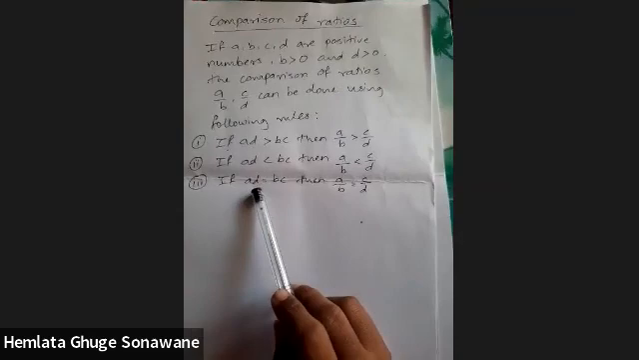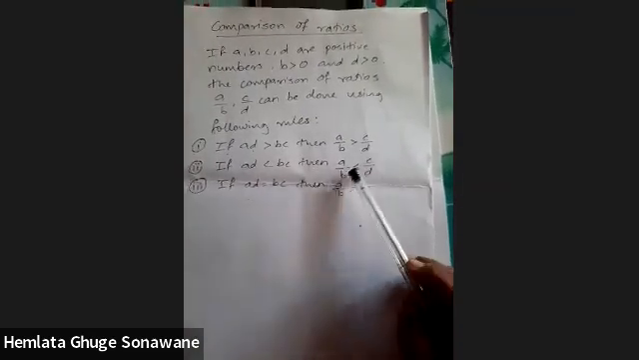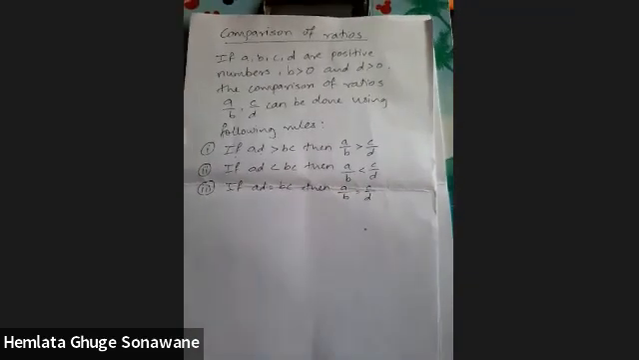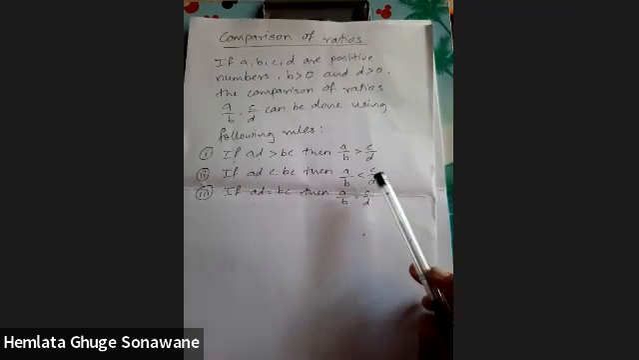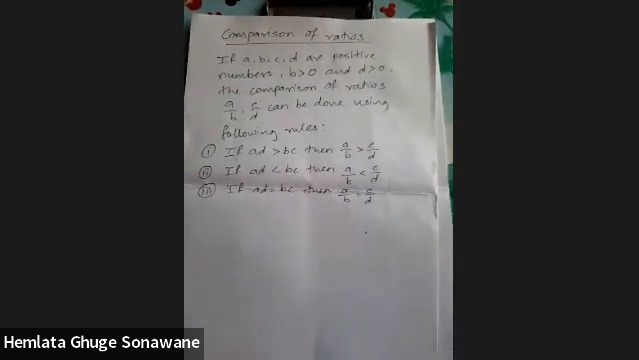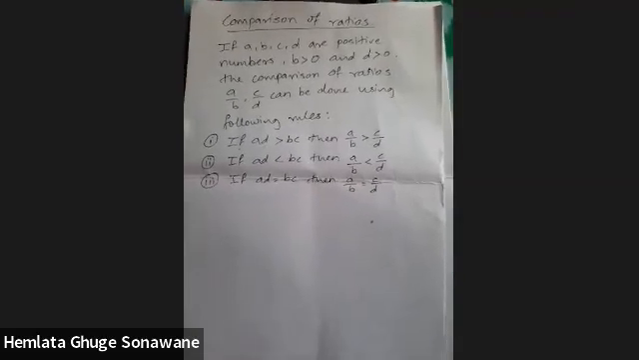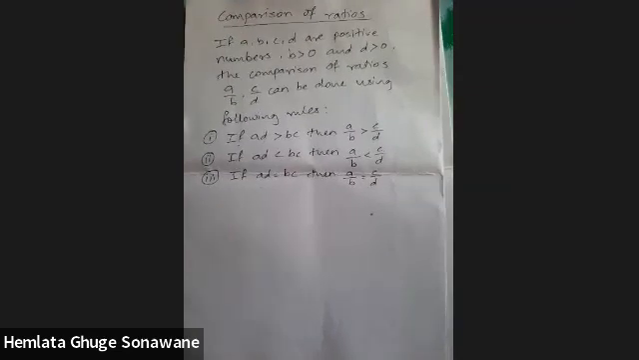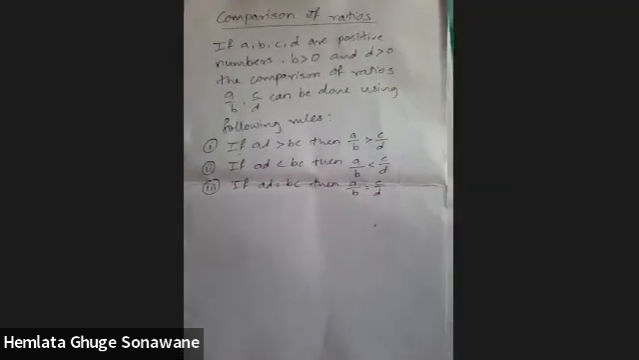And if A into D is equal to B into C, then A upon B is equal to C upon D. In this way, we can compare the ratios. Just go through this. I am waiting for 1 minute.